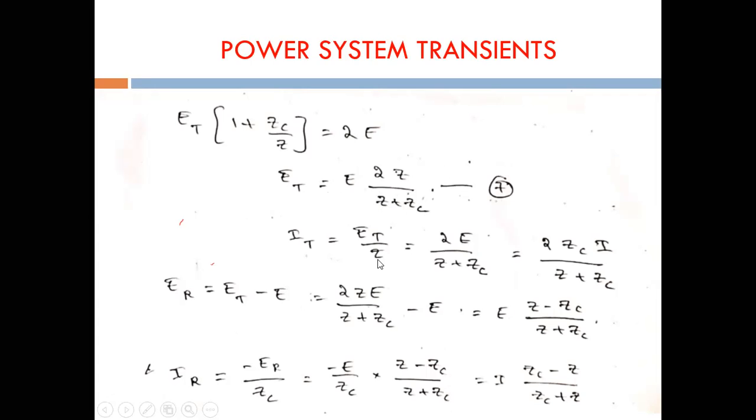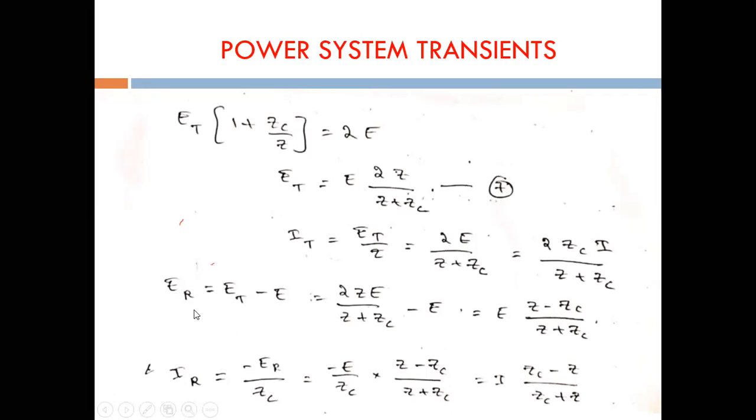Then cancel Z and Z, and we obtain IT is equal to 2E by Z plus ZC. Therefore IT is equal to 2E by Z plus ZC, that is equal to 2ZCI by Z plus ZC.